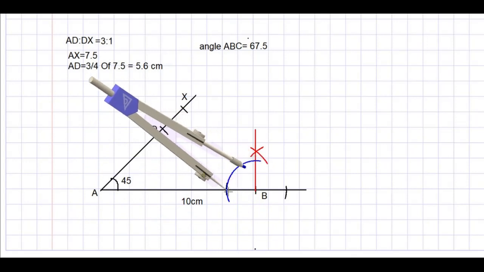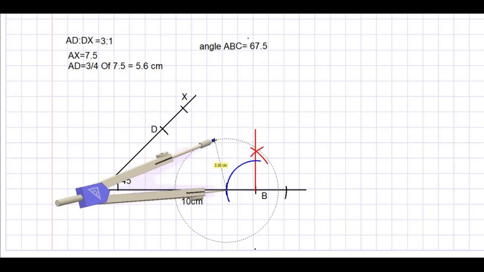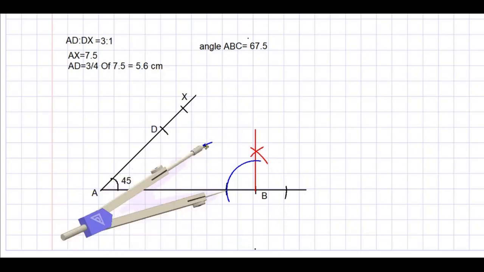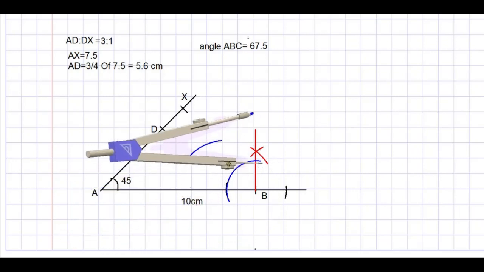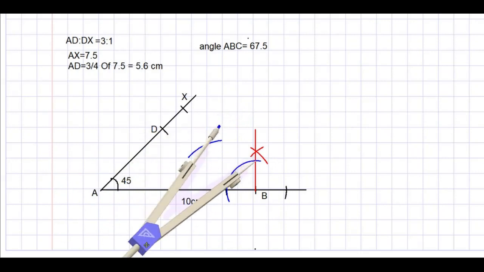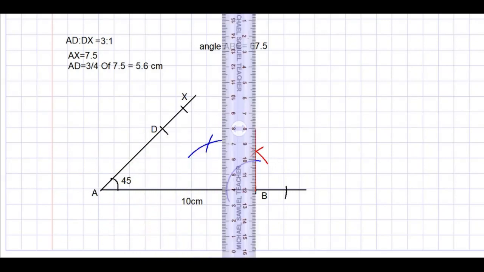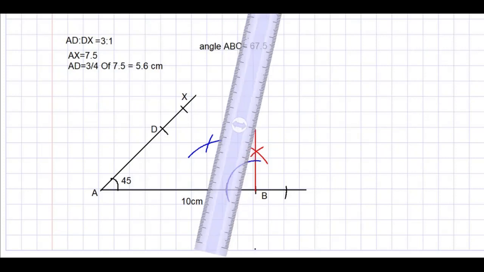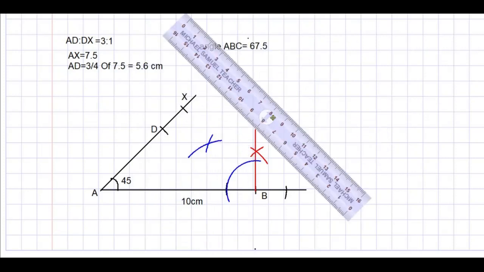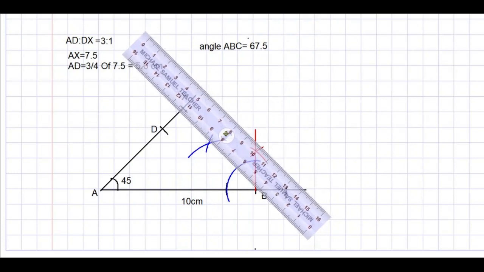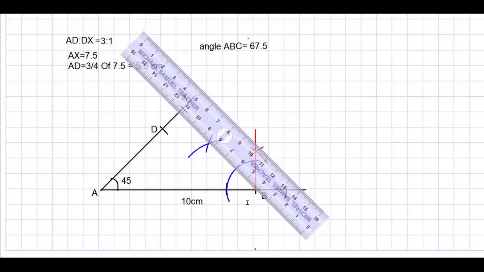Therefore, we use this point and this point as the center of the radius of the arc, and then we construct another arc at this point. Then using a ruler, we join B and the intersection of the axis.